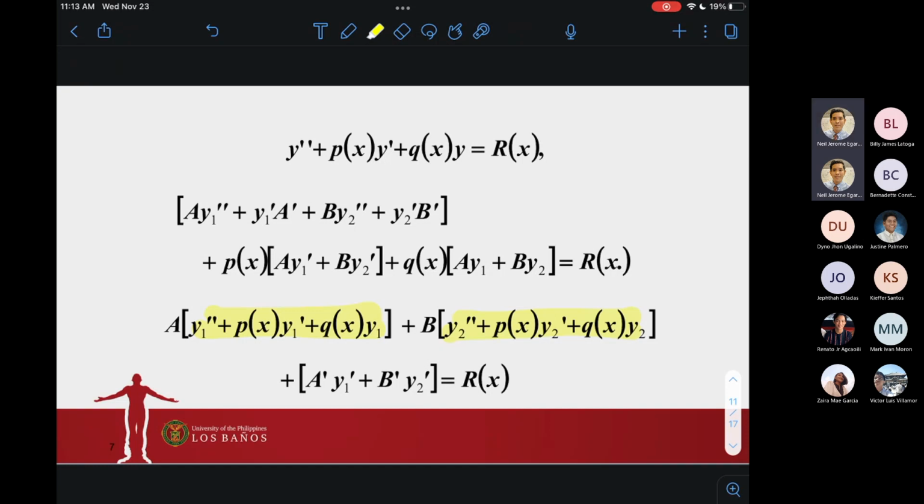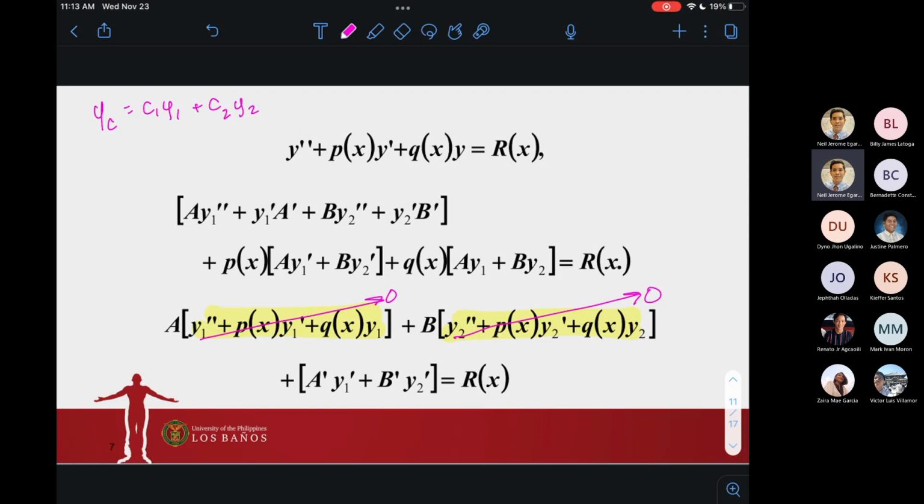Ano nga si y1 at saka si y2? Si y1 at saka si y2 ay mga particular solution ng homogeneous equation, right? Kasi ang y sub c natin ay c1 y1 plus c2 y2, right? So si y1 at saka si y2 ay mga solutions ng homogeneous equation. So that means this guy is equal to 0. This guy is equal to 0. Lucky for us, all right? Kasi nawala na yung masyadong maraming expressions na nangyayari.